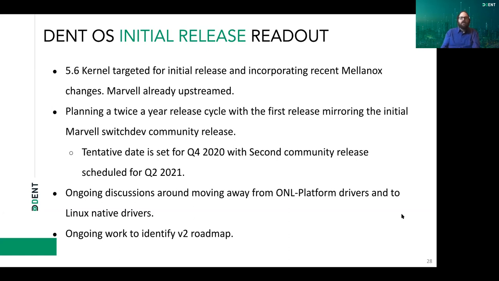Like I mentioned, we're looking at a twice a year release cycle, and the first release is basically matching up with Marvell's switchdev community release. We have ongoing discussions about moving away from ONL platform drivers and moving to more Linux native drivers. There are other discussions going on about whether, moving forward, Debian is the correct piece. That came up earlier, right? There was a discussion about using this for automotive and things of that nature. To get there, the system has to be much more embedded rather than just a generic operating system, Debian plus platform drivers plus the switchdev implementation.